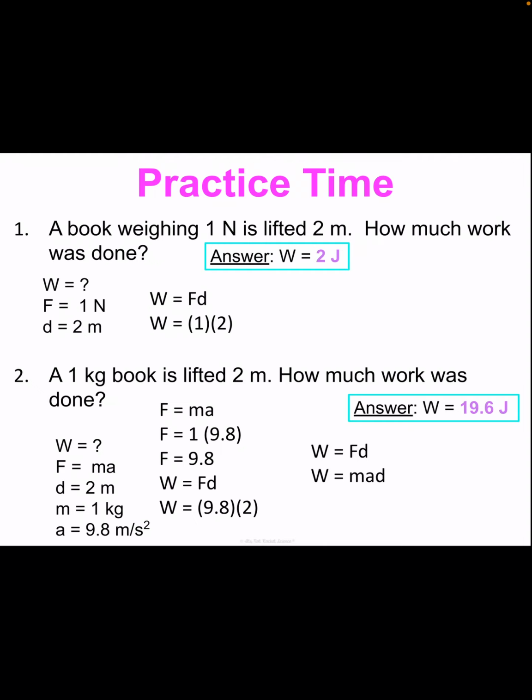And then I simply plug in all 3 numbers. So my mass, which is 1, my acceleration, which is 9.8, and then my distance, which is 2. So you can see instead of doing 2 separate problems, I combine them into one. And that also equals 19.6 joules. So either way will get you there. It's up to you, depending on which one you want to use.